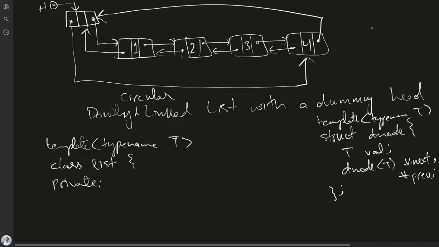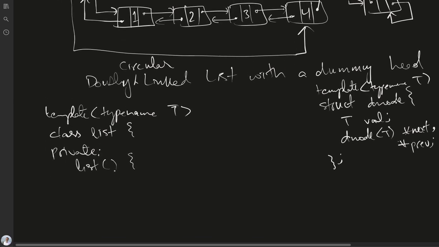So what would be the case of an empty list? So in an empty list, the next of the dummy head node would be pointing to itself, and the same is with the previous. So if we look at the dummy head pointer, it would contain the address of the dummy head node, and the next and previous of the dummy head node would point to itself in case of an empty list. So keeping this thing in mind, we can implement the constructor.